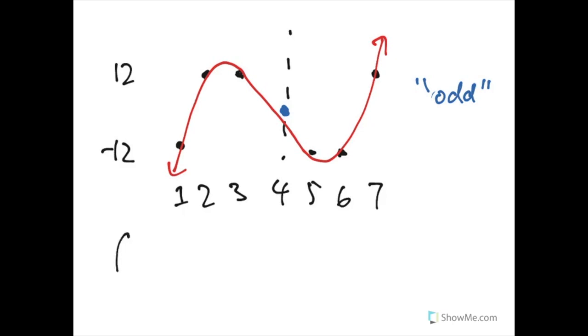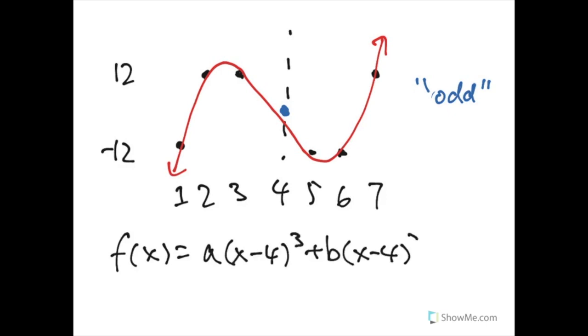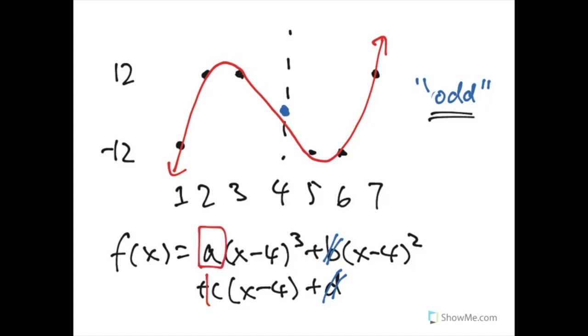So if this function is equal to f of x, we're going to have f of x is equal to a times x minus 4 cubed plus b times x minus 4 squared plus c times x minus 4 plus d. And since this is an odd function, b is equal to 0 and d is equal to 0. Now you have even fewer variables to worry about. You only have a and c. The only thing you have to take note of, of course, is that the function is shifted over to 4.